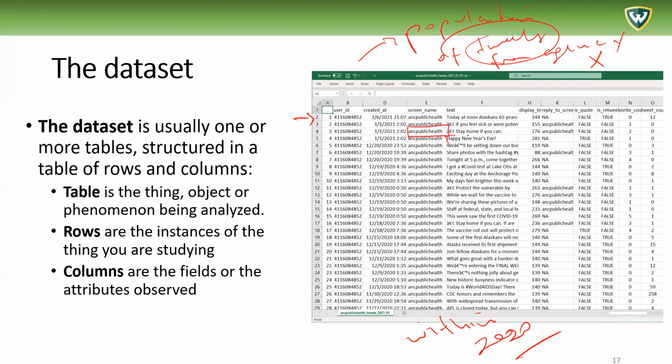Also, we have the text of the tweet itself. We have the number of likes and so on, the number of retweets. But each row is not a retweet. Each row is not an ID, even though there is an ID here. Each row is a tweet. So that's very important to remember. That's one of the most basic things about looking at and analyzing the data. And the columns, once again, are usually the fields, also called attributes, features, variables, and so on.